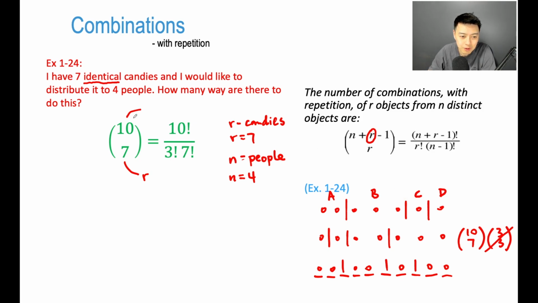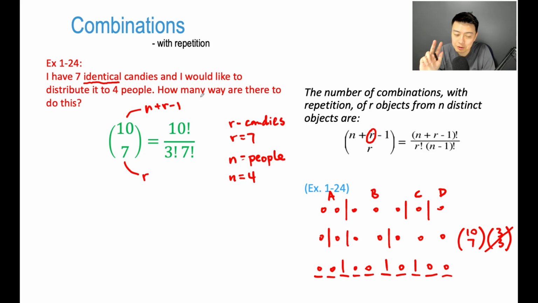Okay, so I hope you can see where this formula comes from. We have, again, the 7 circles and then the n minus 1 bars. And that's really all there is to tell about combinations with repetition. Anytime you are distributing identical candies to people, then basically that is a combination with repetition.